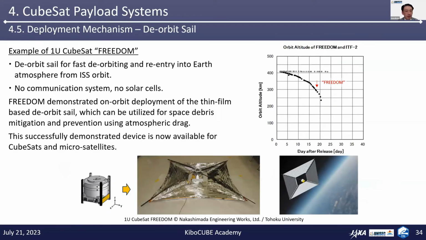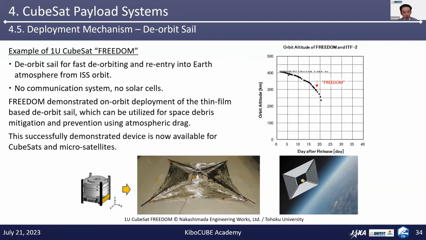And the next example is the orbit demonstration of a thin film deployment mechanism. This example is the 1U CubeSat Freedom again. The payload was the deorbit sail for fast deorbiting and re-entry into Earth's atmosphere from the ISS orbit. The CubeSat had no communication system or solar cells. So this is the CubeSat Freedom, and this is the deployed thin film during the ground verification.